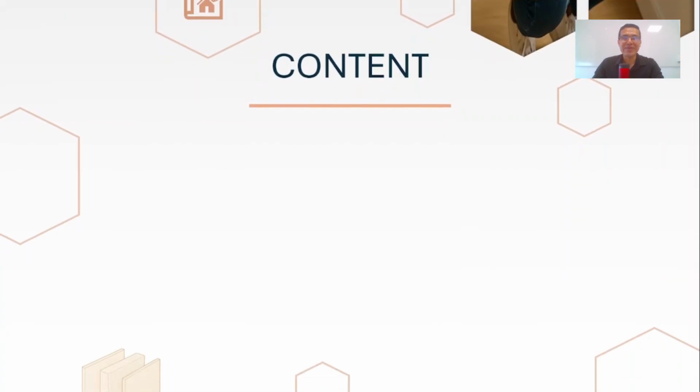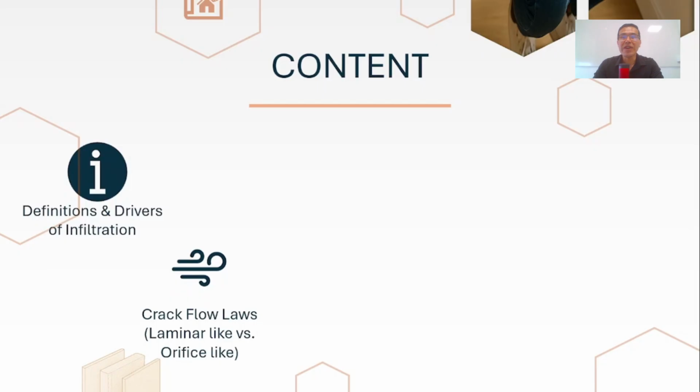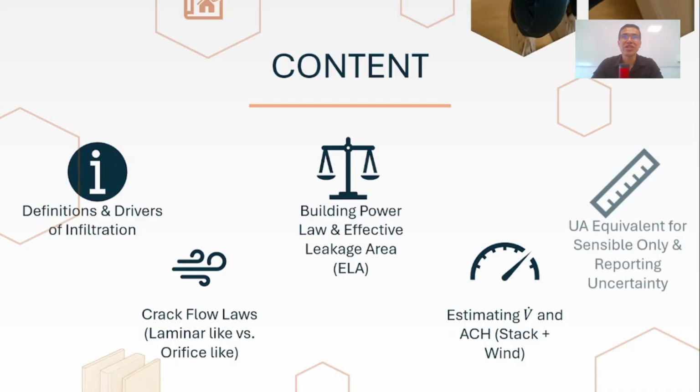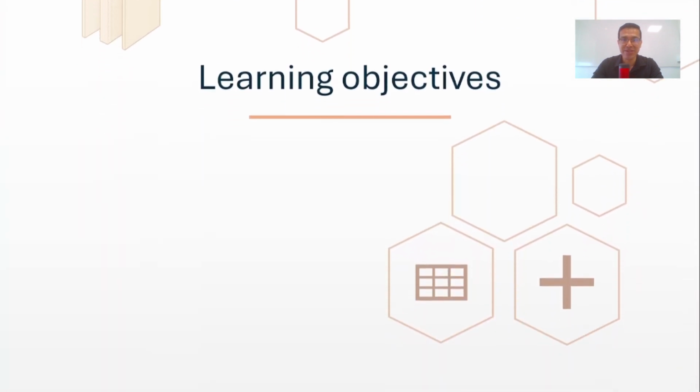Here's our roadmap. We'll start with the basics, defining infiltration and what drives it. Then we'll look at the physics of how air moves through a single crack. After that, we'll scale up to the entire building with the power law and the effective leakage area concept. We'll then use those tools to estimate airflow and air changes per hour. Finally, we'll introduce a handy shortcut and talk about the importance of being transparent about the uncertainty in our results.